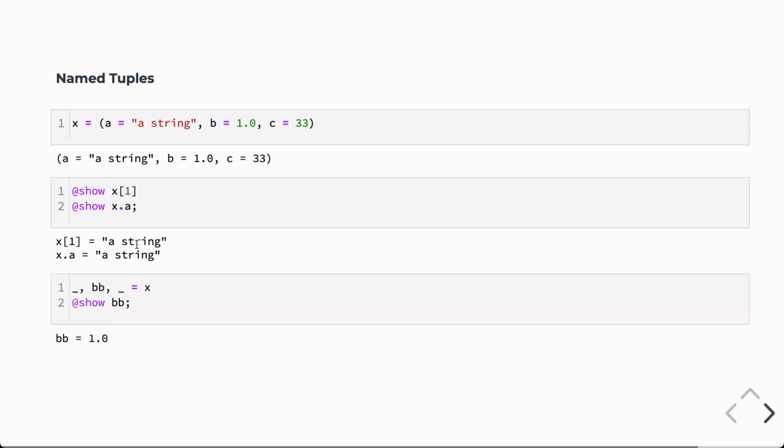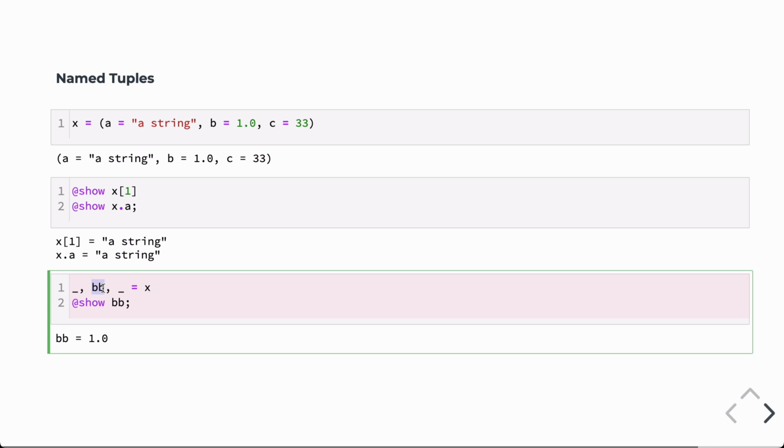We can also unpack tuples. Again, this syntax should be familiar to Python users. So we have this tuple x, and we want to unpack it into three variables. In this case, I'm actually only keeping this value here, which is the second value associated with b. The other two I'm throwing away. The syntax for that is this underscore, which is otherwise not a valid variable name in Julia. But in the case of unpacking a tuple, it means we're not interested in storing the unpacked values of a string or 33, but rather just this middle one, b, which is 1.0. And after we unpack it, we can print it to the screen and we see it is in fact 1.0.